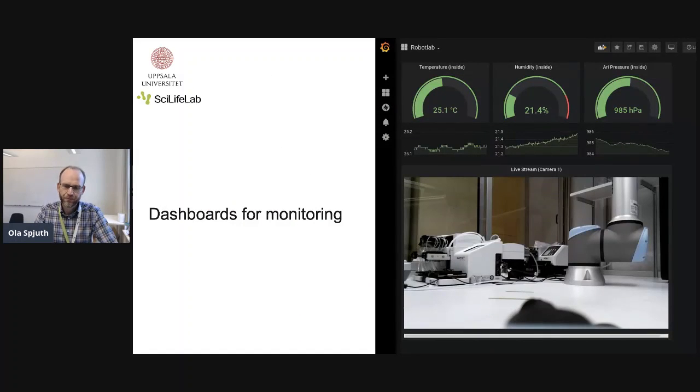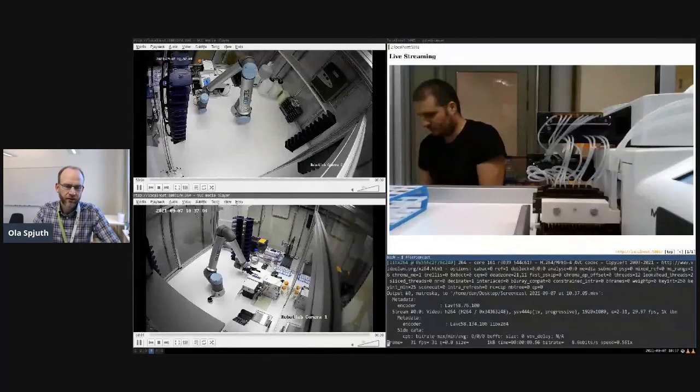And then within our system, we also collected a lot of sensors, and we can have control of temperature, humidity, and such that might affect the different experiments. So here's an example.